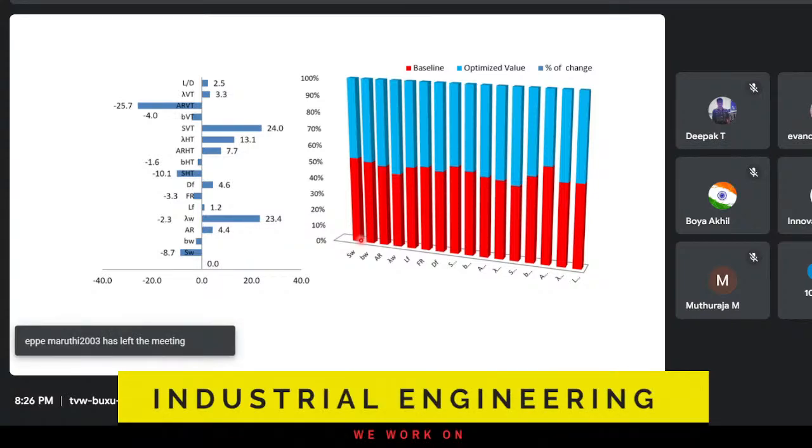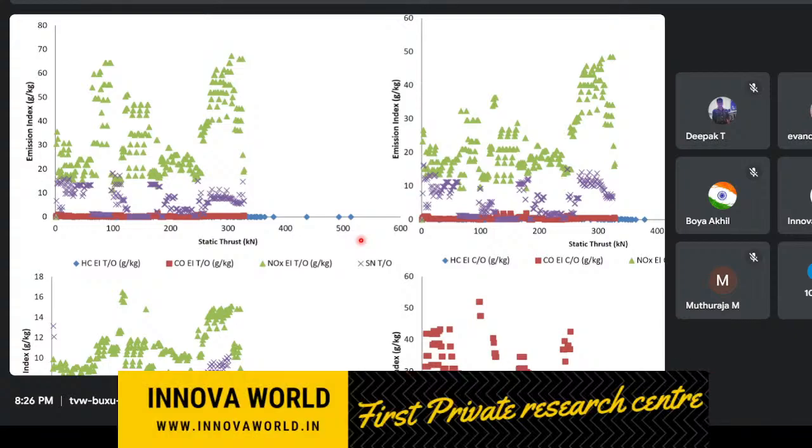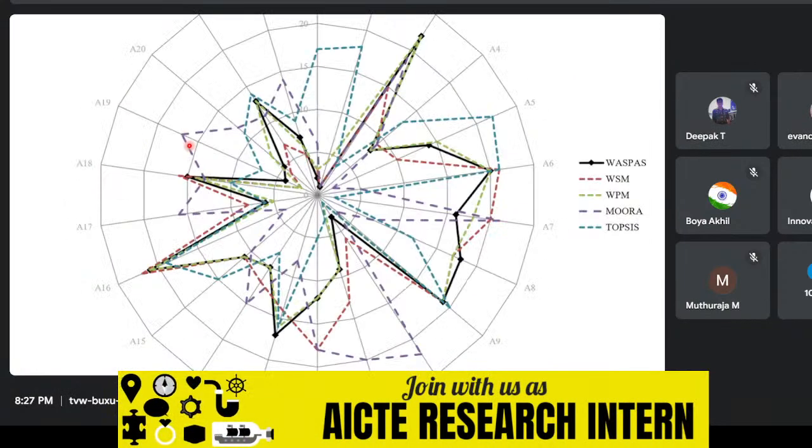Okay, this is one of the methods of representing your parametric study. There are other ways you can make some combination of it on the same graph, right? On different statistical data, you can do it, right? Based on your work, this parametric study will vary.